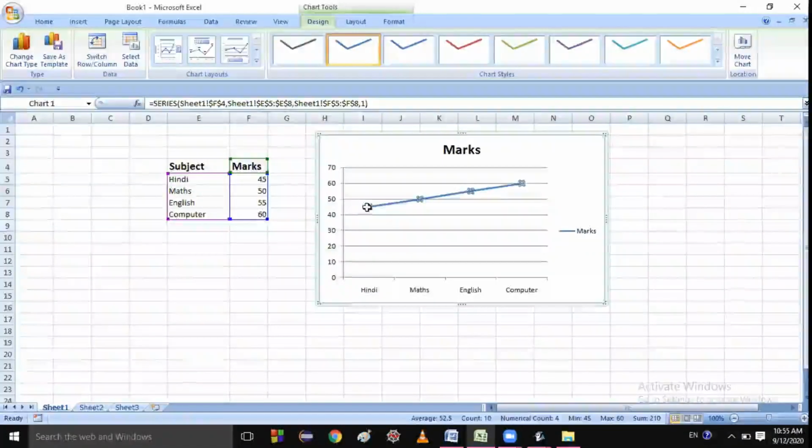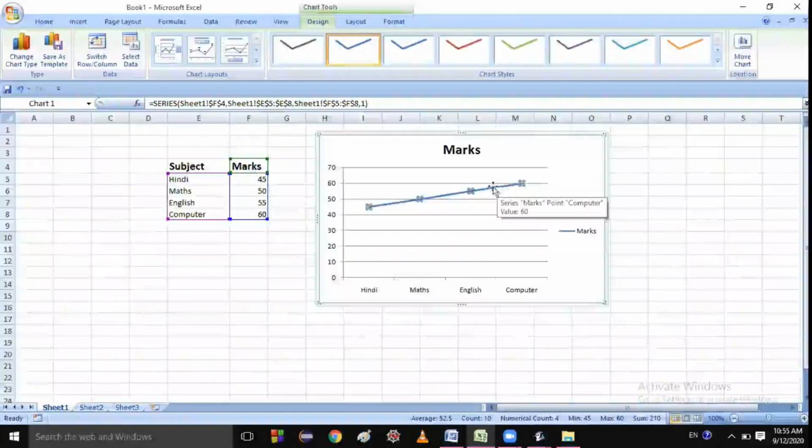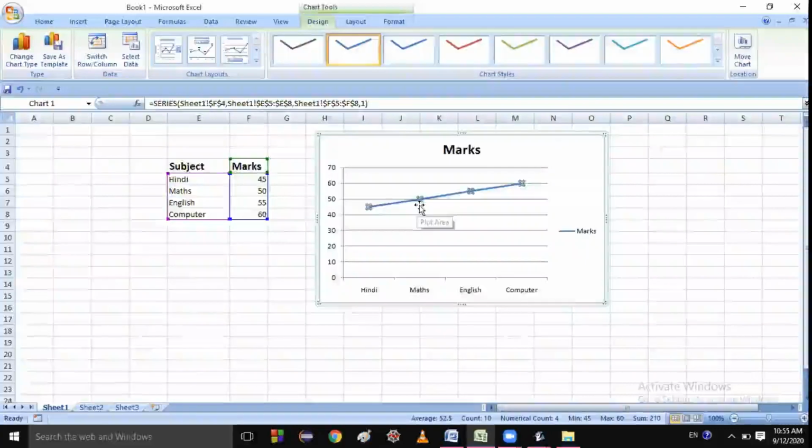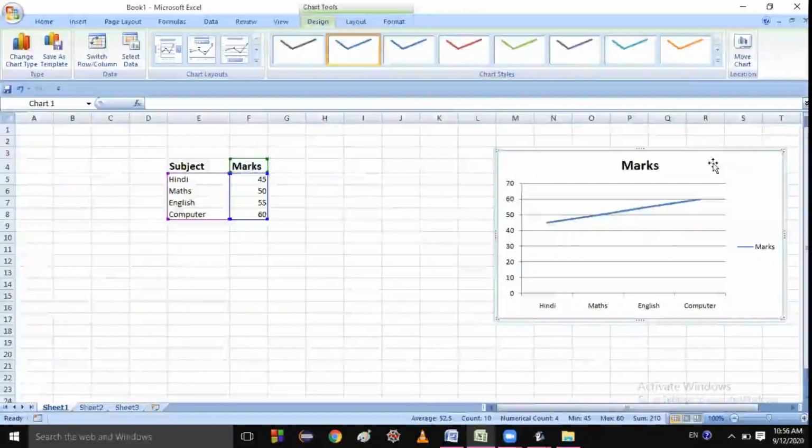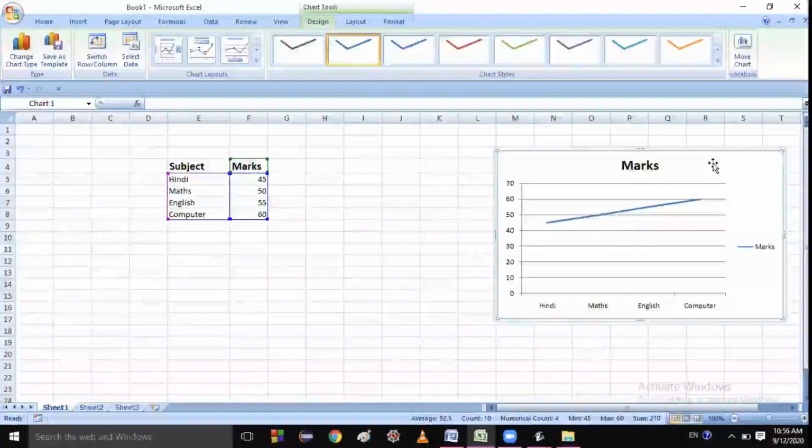And if you merge these lines, that means draw the lines which go from these points, then it becomes a line. You just see here this one. So this is line chart. Line chart.